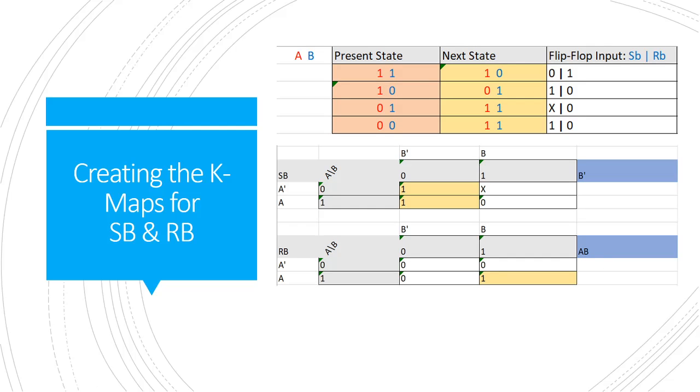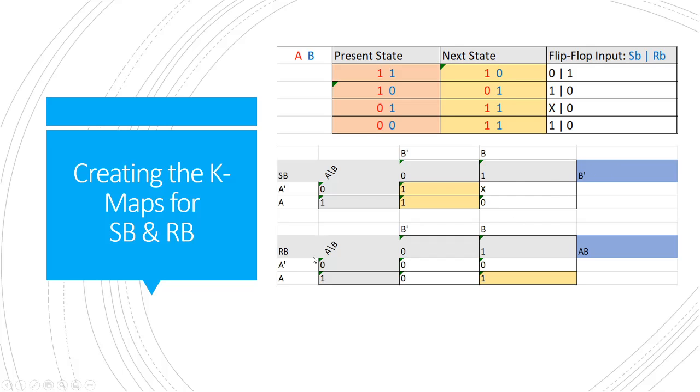Now we're going to look at SB and RB. So what we could do here is the same exact thing we did before, except with SB and RB. We have our present state as 1, 1. That will give us a flip-flop input of 0 for SB. So for 1, 1, we're going to put a 0. If we have a 1, 0, we're going to get a 1. So 1, 0, we're going to get a 1. If we have a 0, 1, we're going to get an X. And if we have a 0, 0, we're going to get a 1. So 0, 0, we put a 1 here. And we can see that this lines up for the entire column of not B. So that means not B will be our equation here.